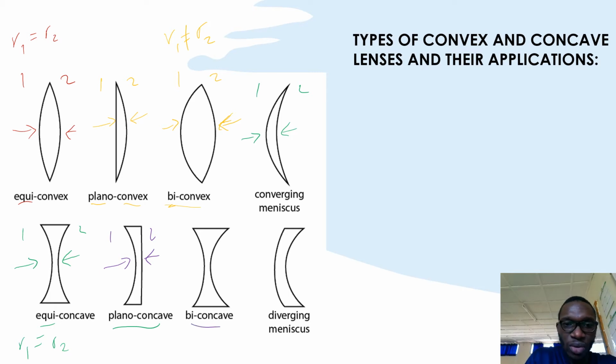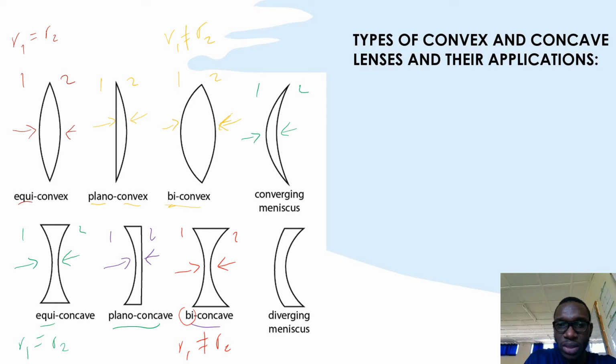Biconcave, we have end 1 and 2. Observe it from this side, it is concave in nature. Observe it from this side, it is still concave in nature. So bi means two ends which are concave. R1 here is not necessarily equal to R2. They might be the same, but not necessarily.